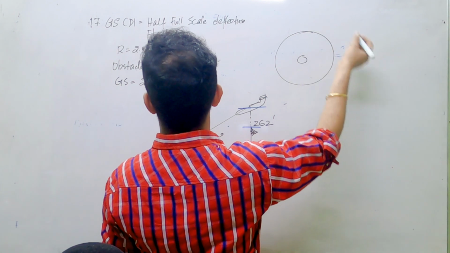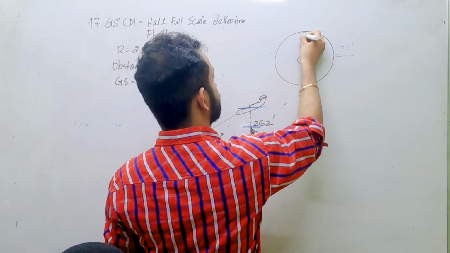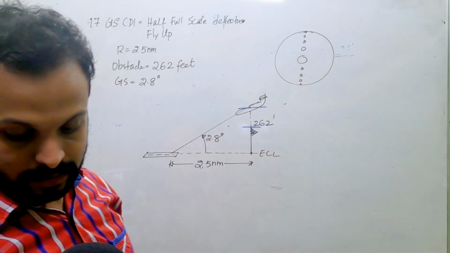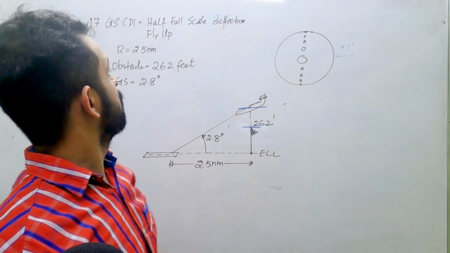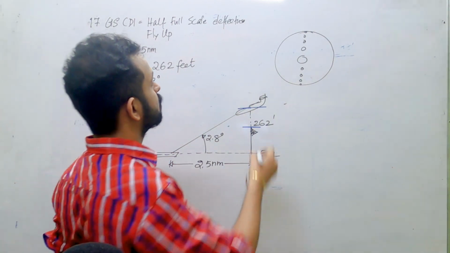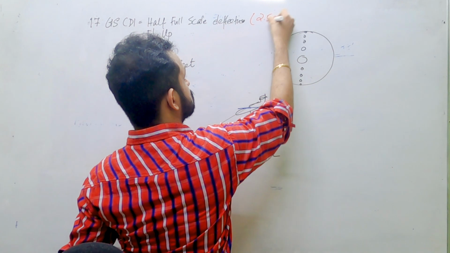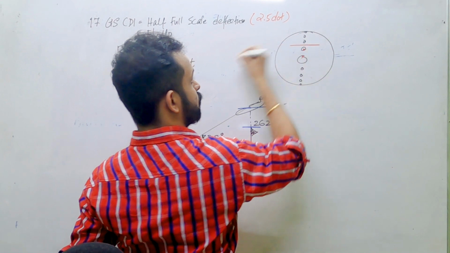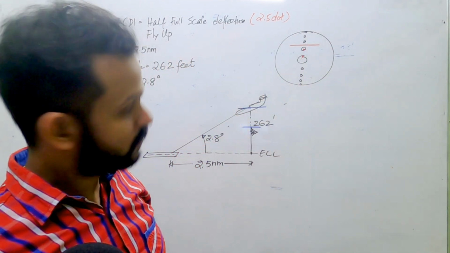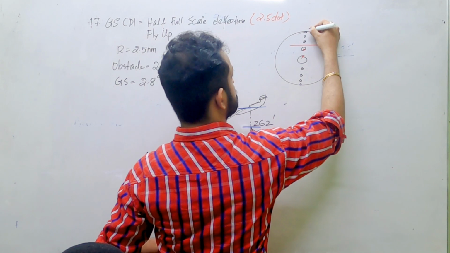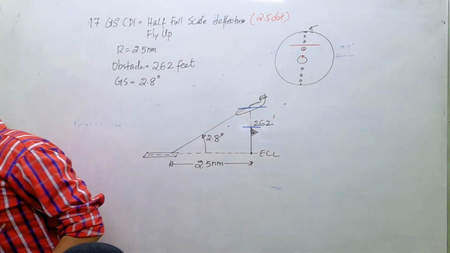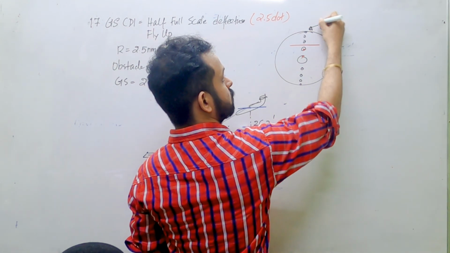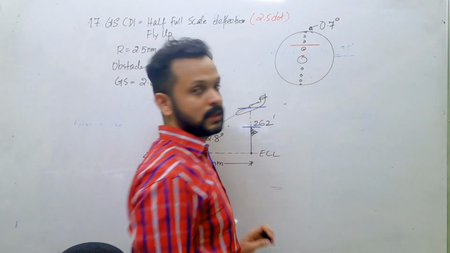It's a 5 dot system because nothing is mentioned. And the glide slope needle is asking you to fly up, therefore it's over here. By half of full scale deflection, what is that? It's 2.5 dots. First dot, second dot, 2.5 dot. So the full scale deflection for glide slope CDI is how much? It is 0.7 degrees.